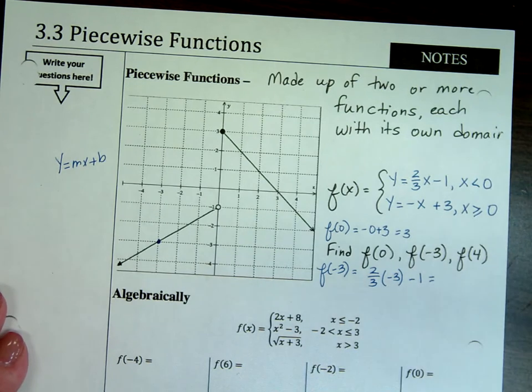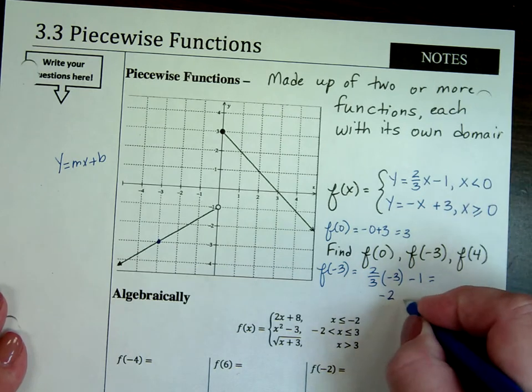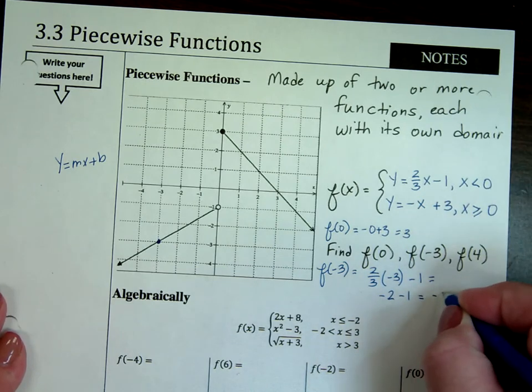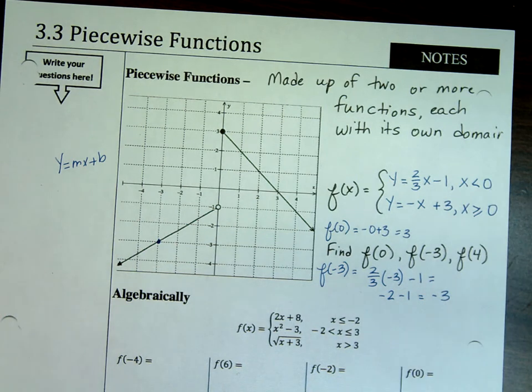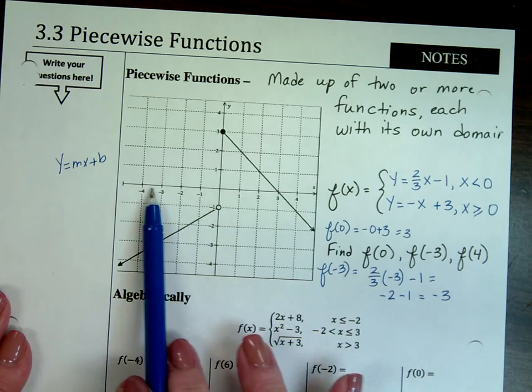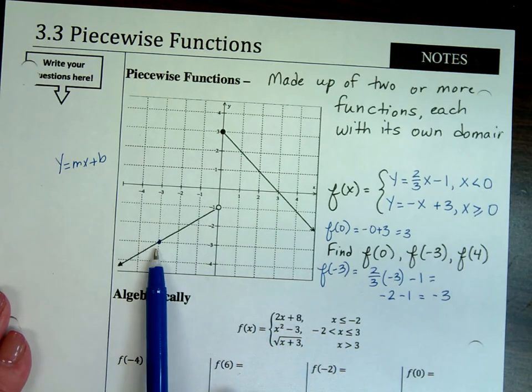Now if I do the math of that, that's negative 6 over 3, or negative 2. Negative 2 minus 1. So my final answer is negative 3. Let's see if that works on the graph. Is that really the coordinate? If I'm at negative 3, my y value is negative 3. There it is. So we got that one right too.